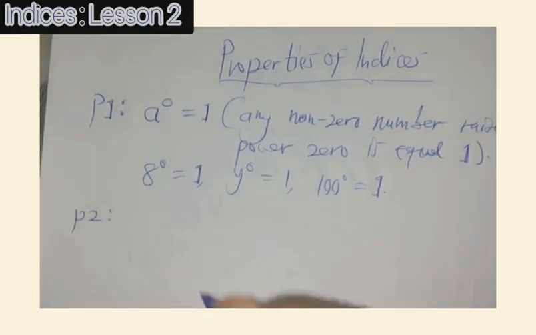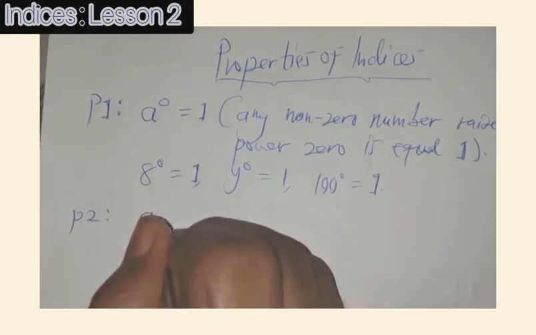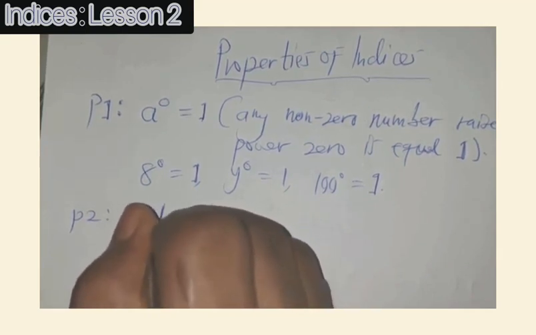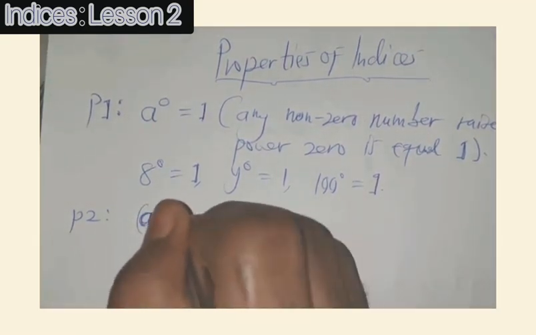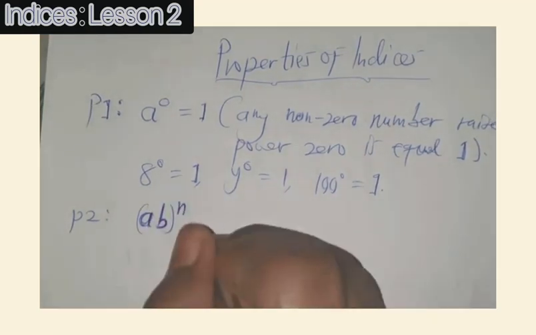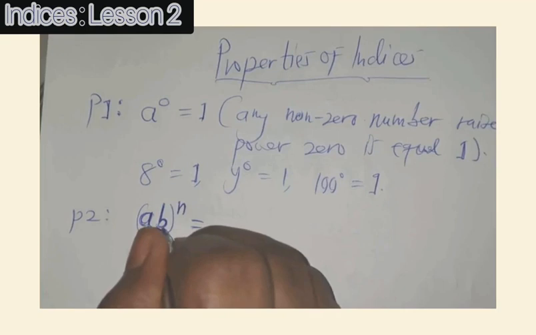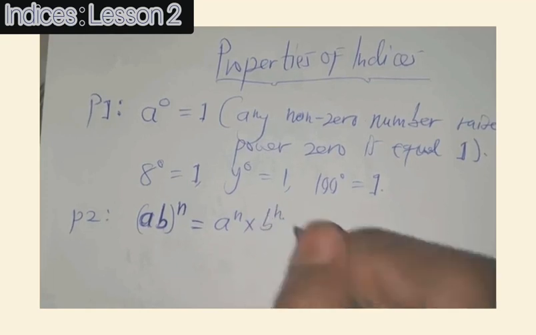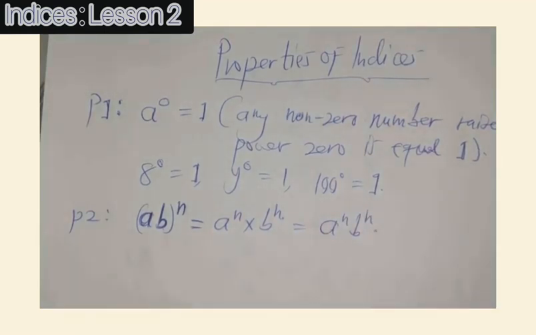Then property 2, P2. If I have different bases, let's say base A and base B, multiplying each other, and they both have an exponent of n, this property tells me I can break this into two by saying that n is going to take A, and n is going to take B at the same time. So it becomes A^n multiplied by B^n. That is property 2.